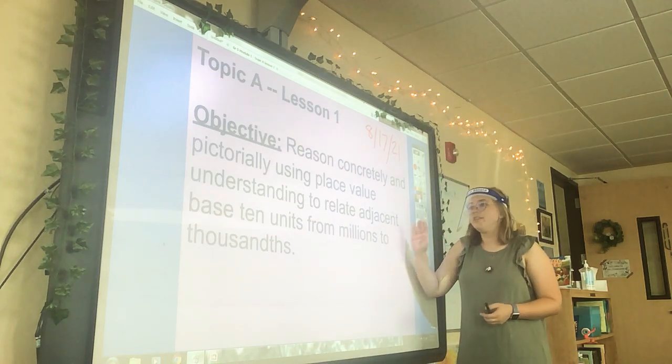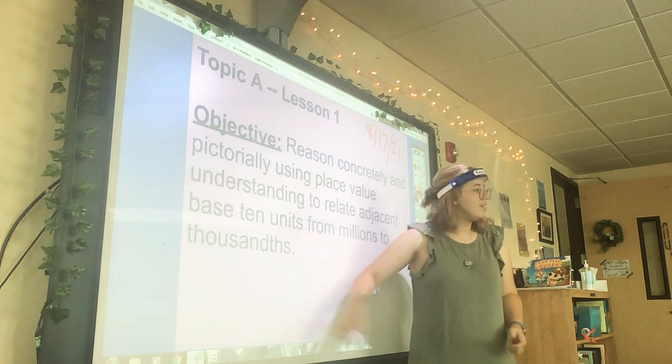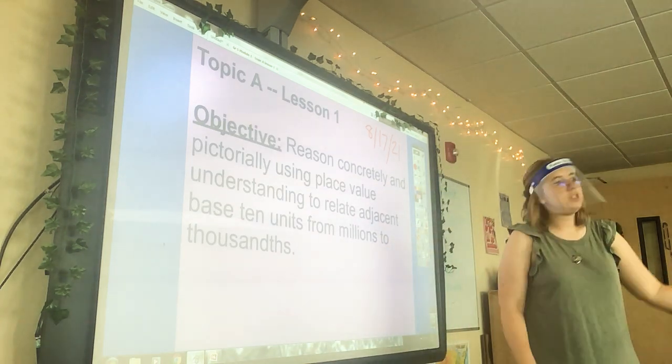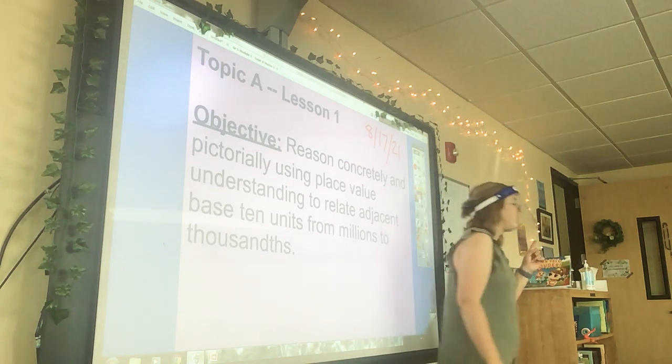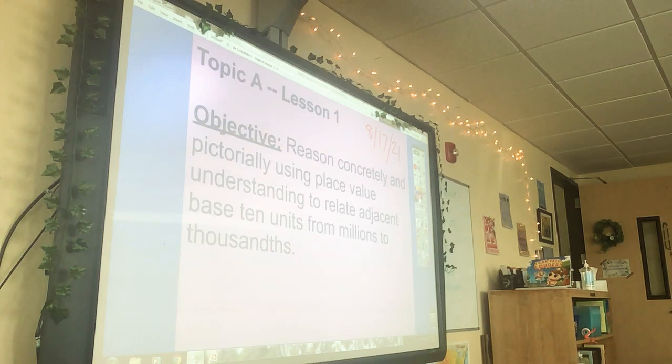And then adjacent just means next to. Like Leela is adjacent to me right now. She's next to me. So we're relating units that are next to each other. Follow me with your eyes over here. 100,000 is adjacent to 10,000. They're next to each other. They're two different units, two different values, but they're next to each other. We're going to understand them and relate them to each other, and we're going to go from millions to thousands.